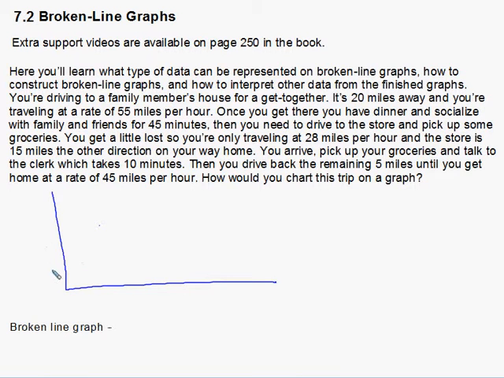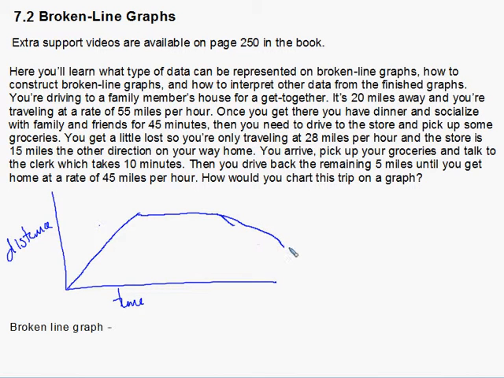Okay. Right, well, we probably would do distance and time. Okay, and so when we first start traveling, we're going 55 miles an hour, going up in distance, and then we stop. And time is passing, but the distance is not changing. Then we go to the store, and we're getting closer to home, but we're going slower, so it's not as steep.